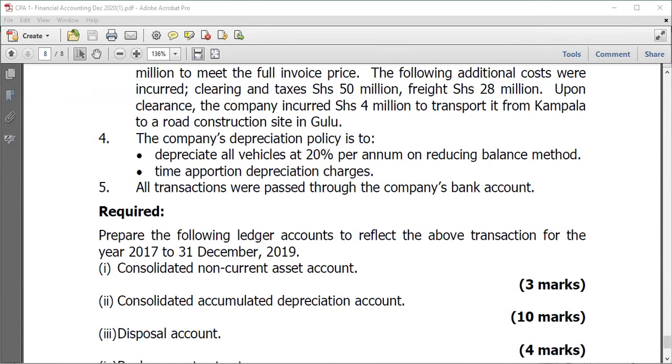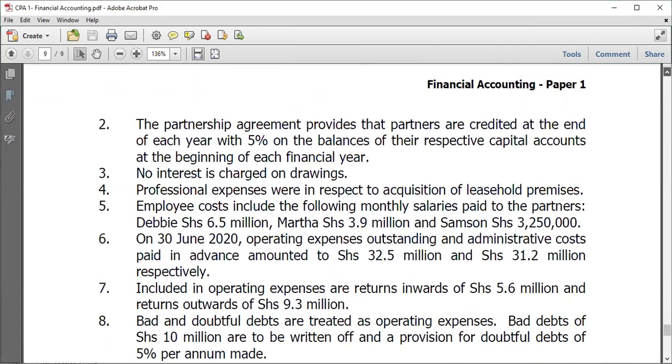So is that okay? I hope it's okay. So that is how simple provisions can be. So you can look out for more questions, especially, like I said, mostly questions to do with preparation of financial statements.